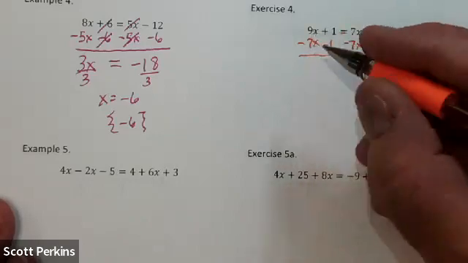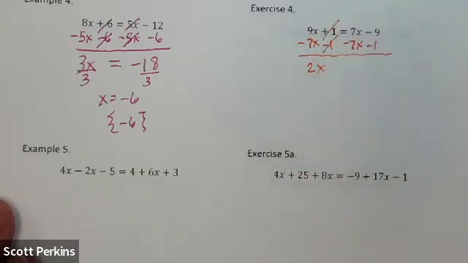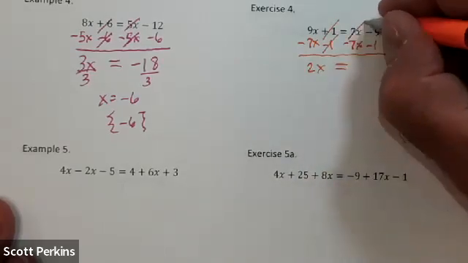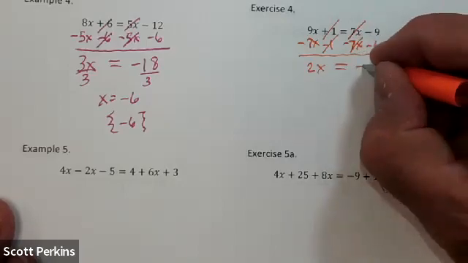So 9x minus 7x, that's 2 of them. The 1's cancel because I put the 1 over on the right side of this. The equal sign stays in the middle. The x's cancel because I moved those to the left. And -9 and -1 is -10.